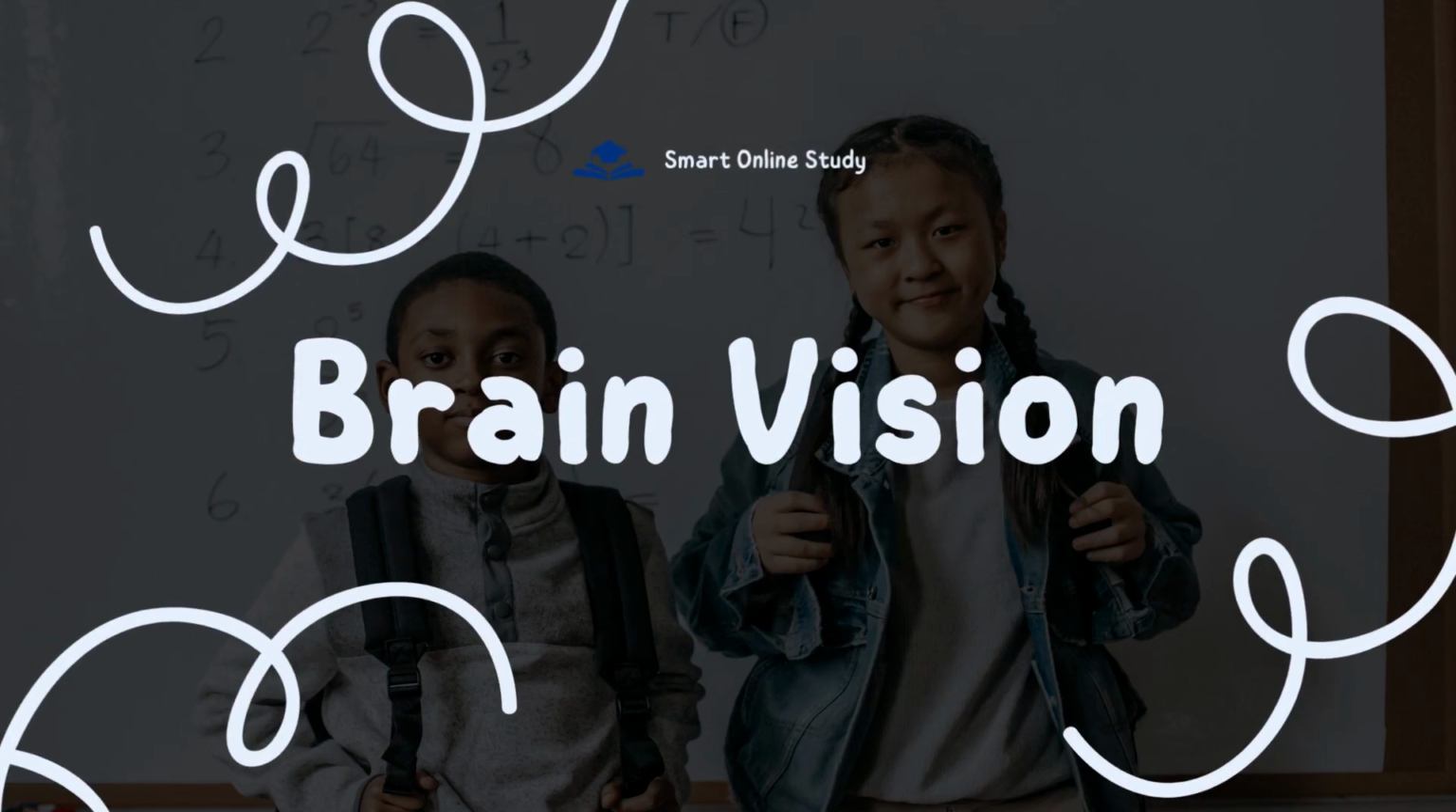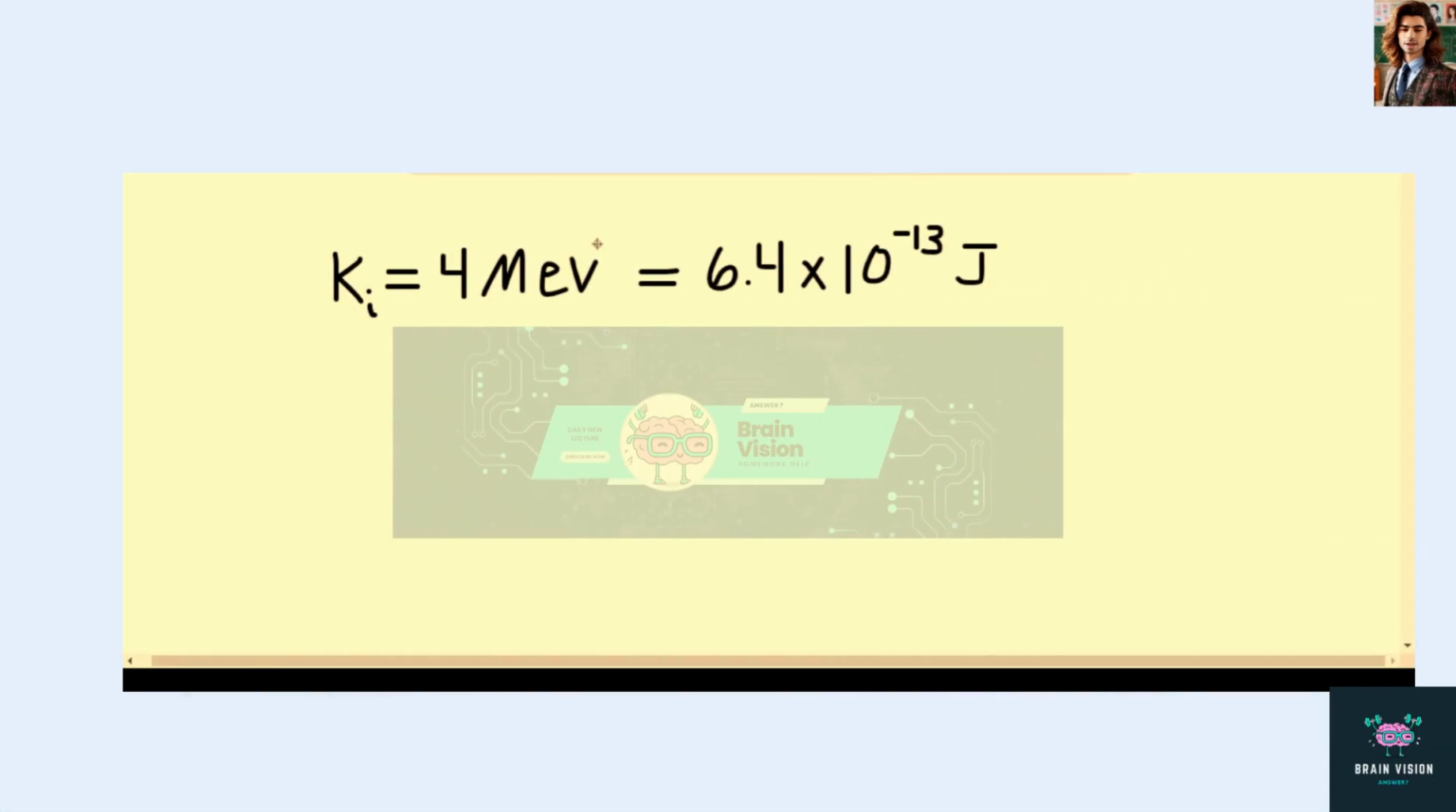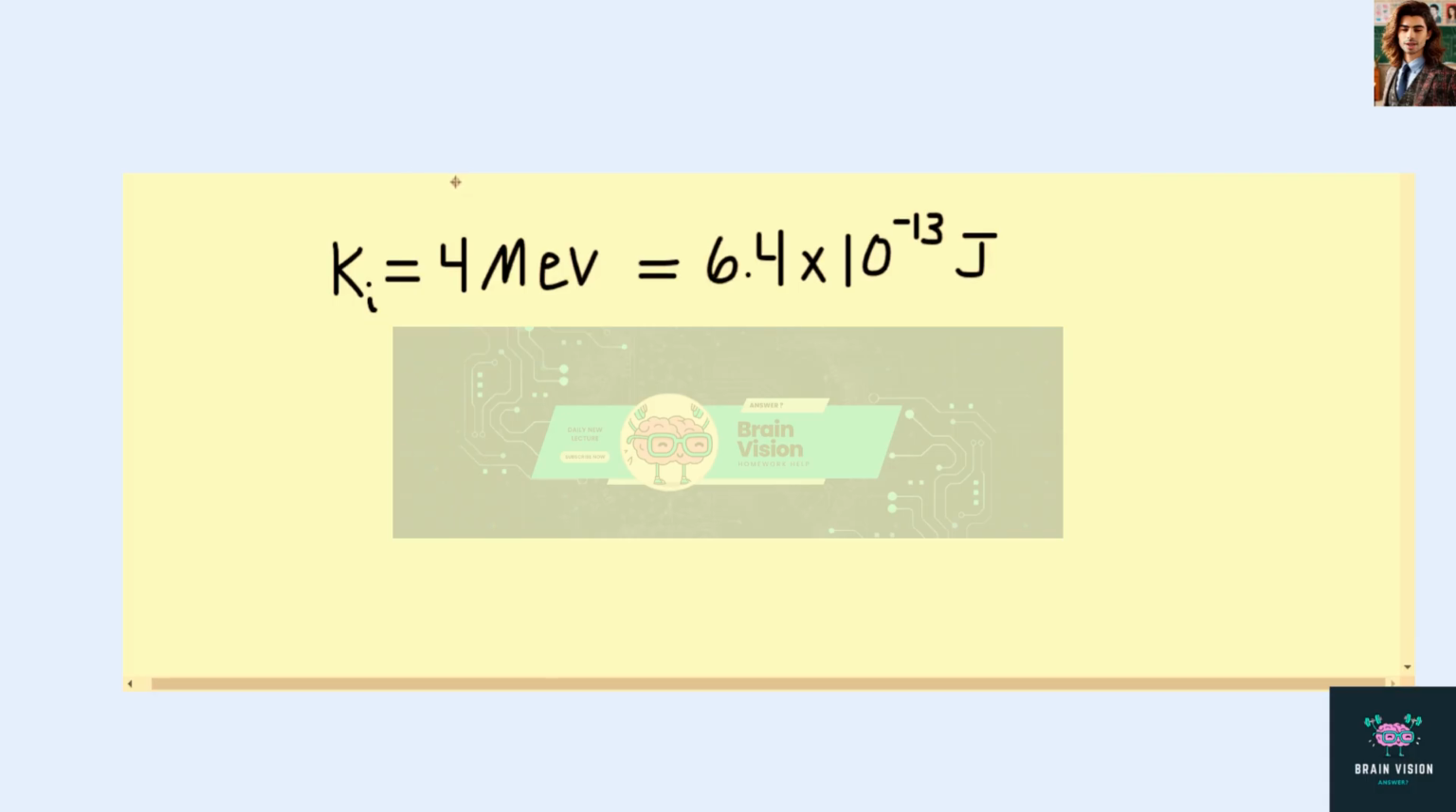Welcome to Brain Vision. For this question, we have an incoming alpha particle with a kinetic energy K_i equal to 4 MeV, which I convert to joules. So this is 6.4 times 10 to the minus 13 joules.